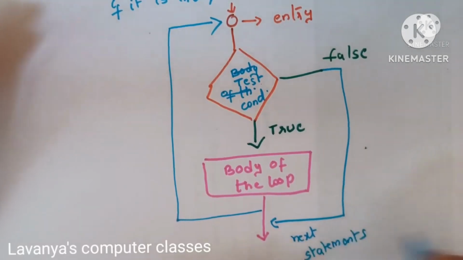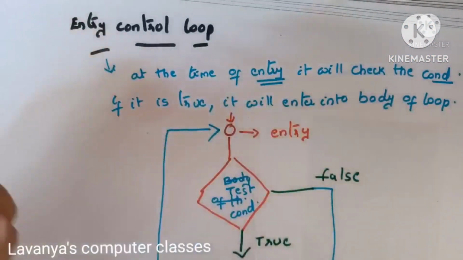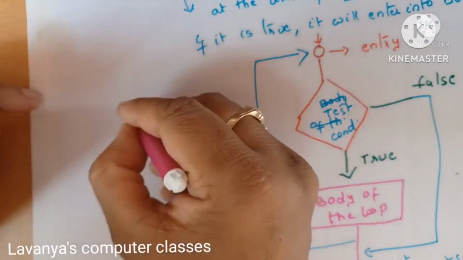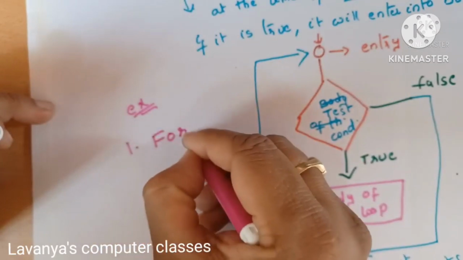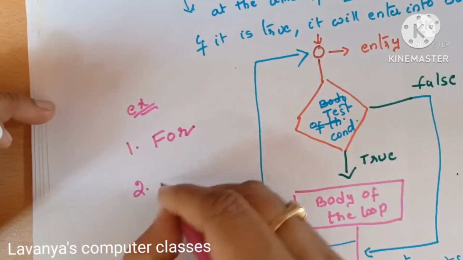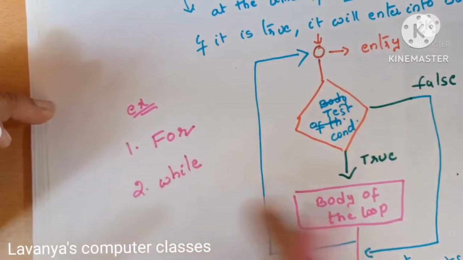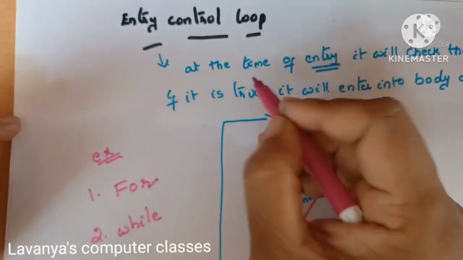Entry control loop means at the time of entry only it will check the condition. If the condition is true, then only it enters into the loop statement. There are two examples: one is the for loop statement, and the second one is the while loop statement.